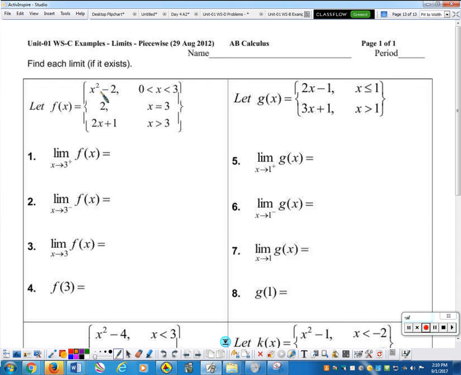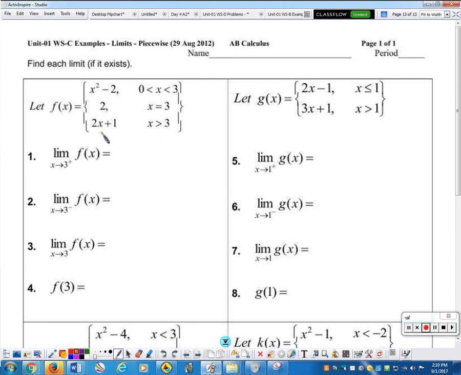So in this case, I'm not allowed to actually plug in an x that's 0 or less, according to this formula. So this graph would not have anything when x is less than 0. But when x is between 0 and 3, I use this formula. If x is exactly 3, I use this formula. If x is more than 3, I use this formula.